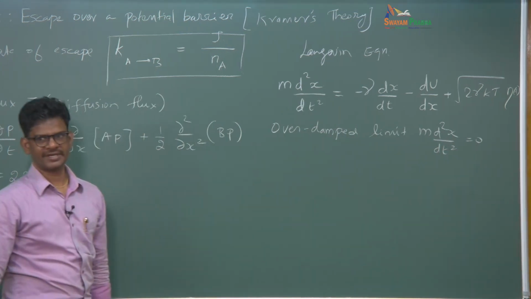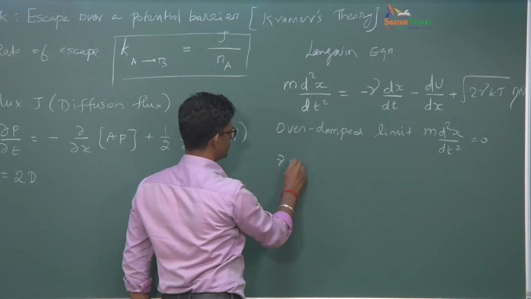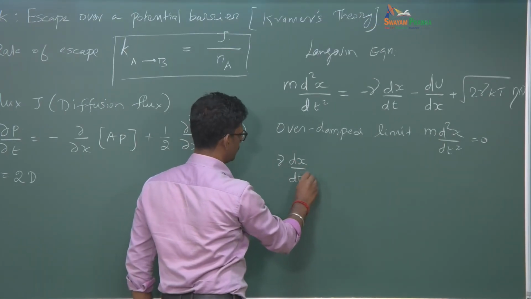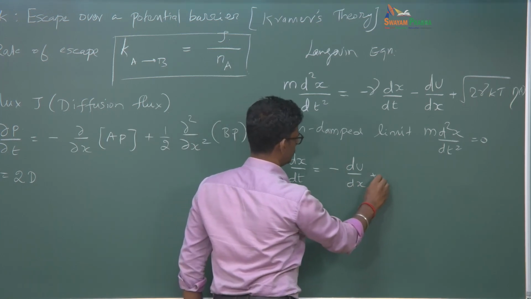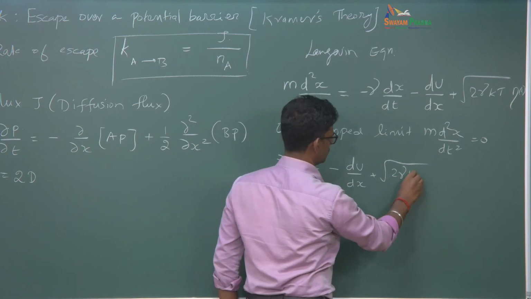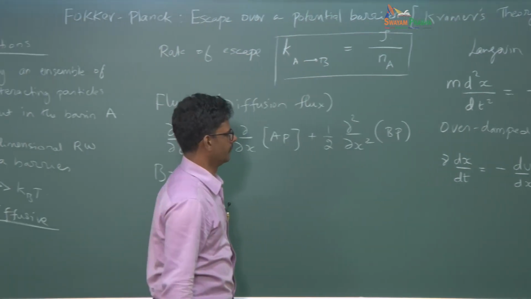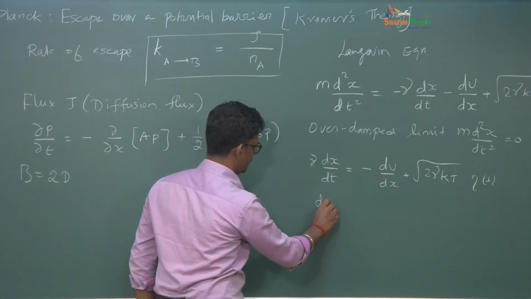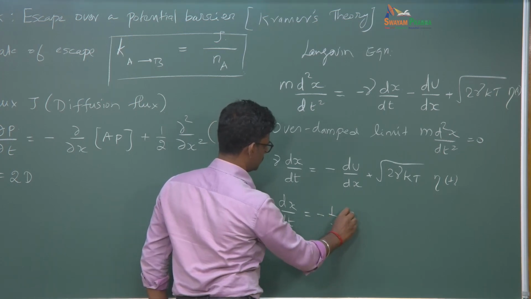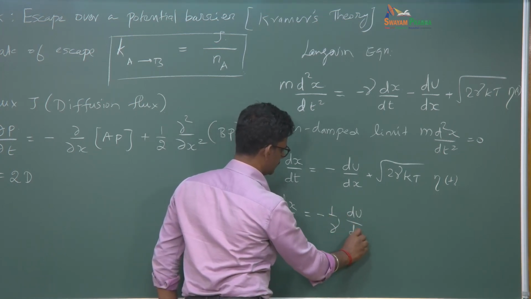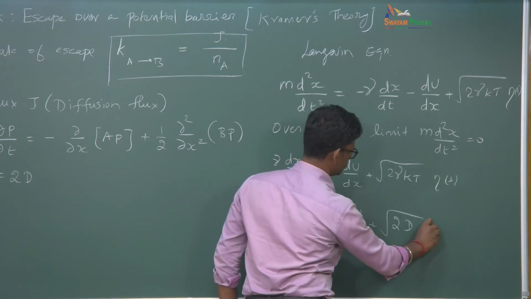So then all the forces are in balance. Okay, so we write that gamma times dx by dt is equal to minus du by dx plus square root of 2 gamma kT into eta of t. Or we say that dx by dt is equal to minus 1 by gamma du by dx plus 2D.